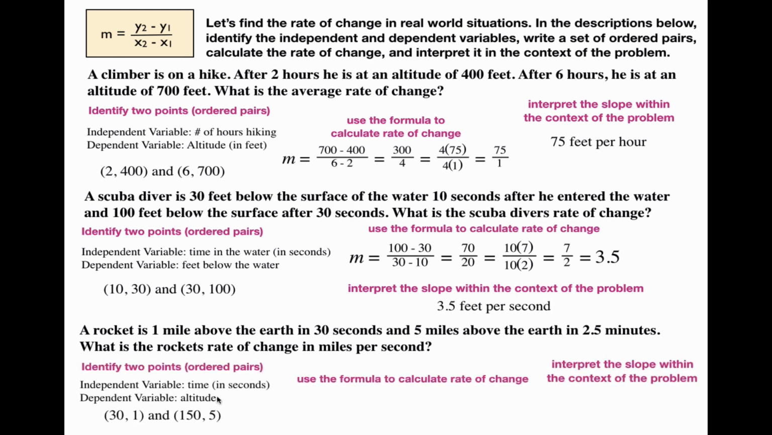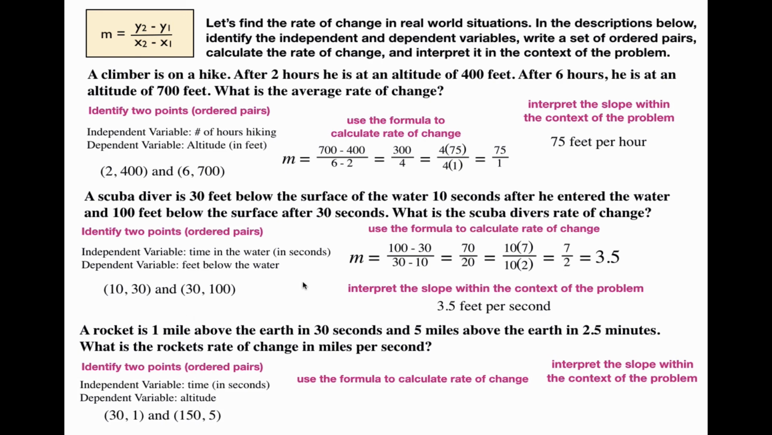The altitude above the Earth is our dependent variable. So after 30 seconds, the rocket is 1 mile above the Earth. Now, some of you might have put 2.5 here without realizing that you need to keep your units the same. All right. Whenever you're working in math, you have to convert your units, so you're working with the same units, or you're going to get all mixed up.